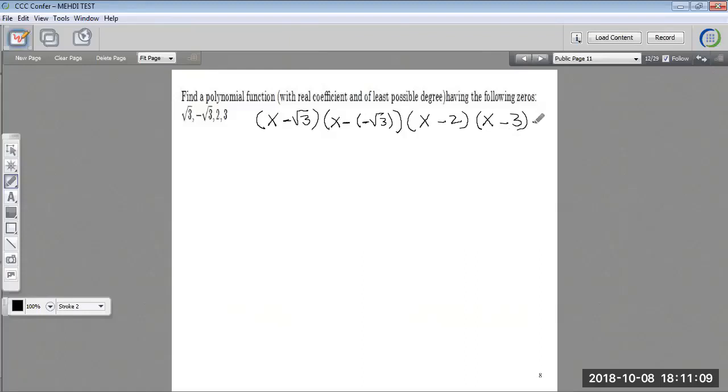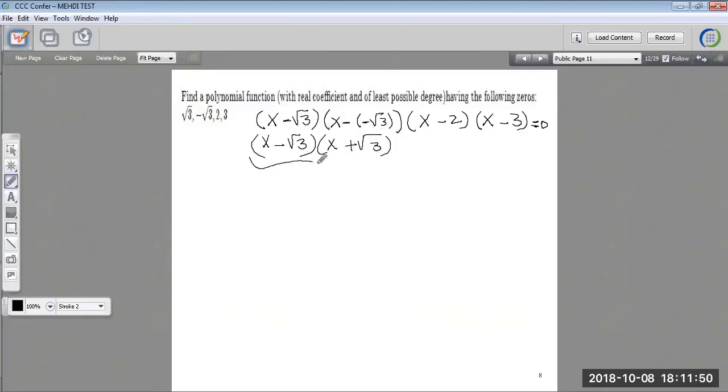I'm going to let it equal to 0. If I multiply these together, I can get my polynomial in standard form. The first two factors look like the difference of squares if I go ahead and expand this. So let's go ahead and do that. The first one is x minus radical 3 times x plus radical 3. This is a difference of squares now.